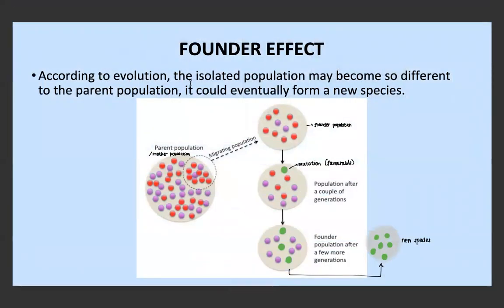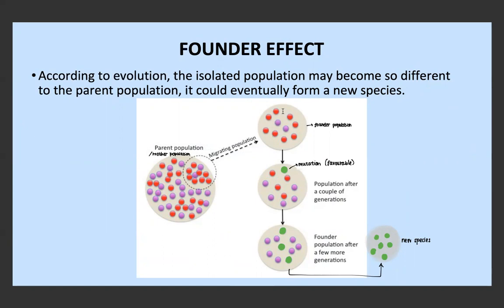According to evolution, the isolated population may become so different to the parent population that it could form a new species. For example, if we look here in the dots, there's red dots and purple dots. A few dots of this old population migrate and colonize a new area, forming a new population. We call these the founder species or the founder individuals.